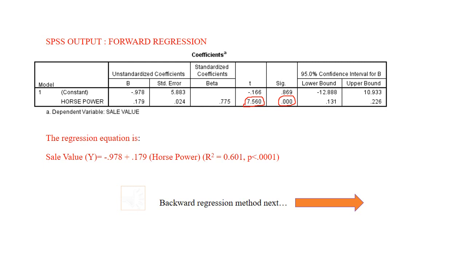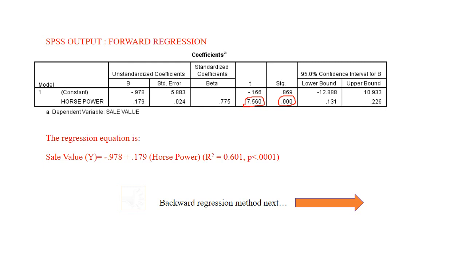In this, the constant and the variable which has entered into the regression, that is the horsepower, is given here, and then the beta coefficients will give us the coefficients of the regression equation. You can say that horsepower, which has been tested, is found to be highly significant. Therefore the regression equation is sales value y = -0.978 + 0.179 horsepower, that is beta for the horsepower, with R square = 0.601, which is highly significant.